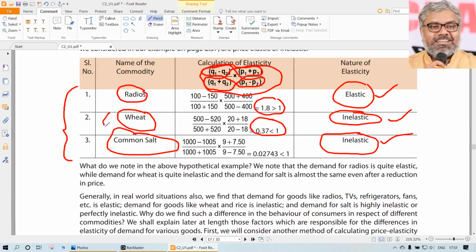So if a question comes on wheat and salt, which is more elastic? Wheat is more elastic, salt is less elastic. Or out of wheat and common salt, which is relatively inelastic? Definitely common salt is relatively inelastic compared to wheat. So for any two products, we can easily identify whether one has more or less elasticity than the other. Radios in this case have the most elasticity, wheat the next, and common salt the third.